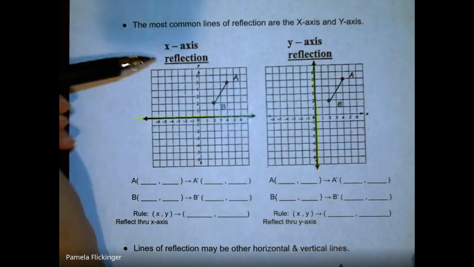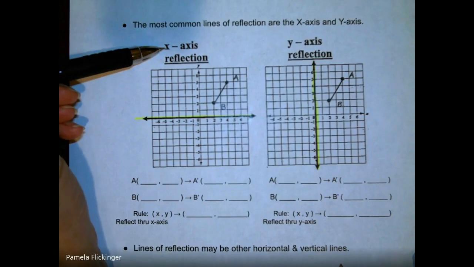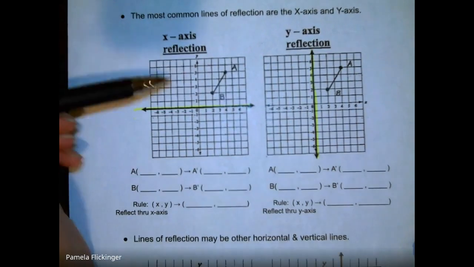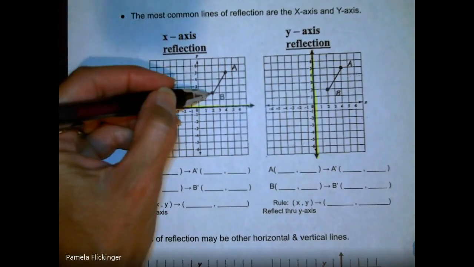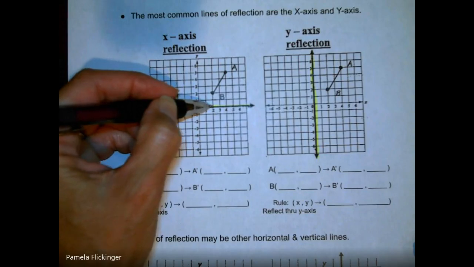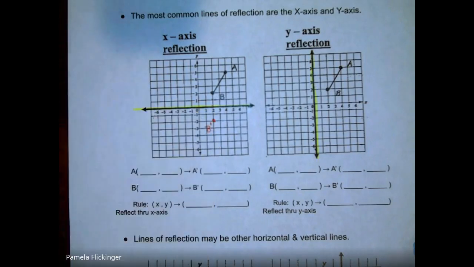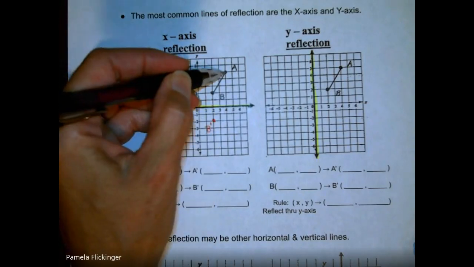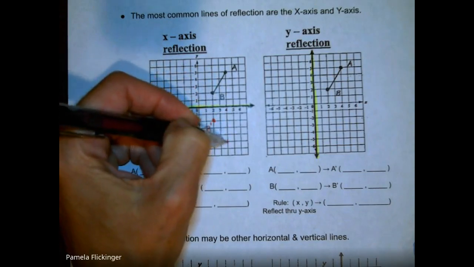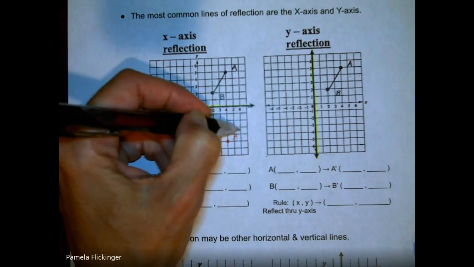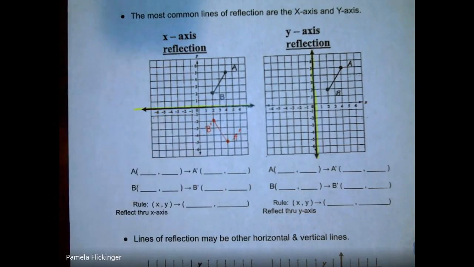So if you want to reflect through or over the X axis, we're simply going to count to that reflection line. So point B is 2 squares above, so I'm going to count 2 squares below, and that's where B prime will land. A is 1, 2, 3, 4, 5 above, so we just count 1, 2, 3, 4, 5 below, and that's where A prime will land. And then we connect and we can see the reflection.